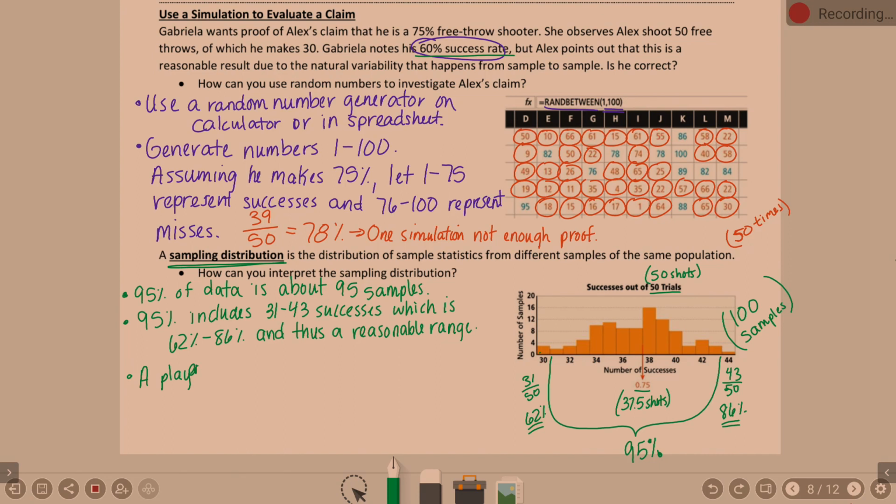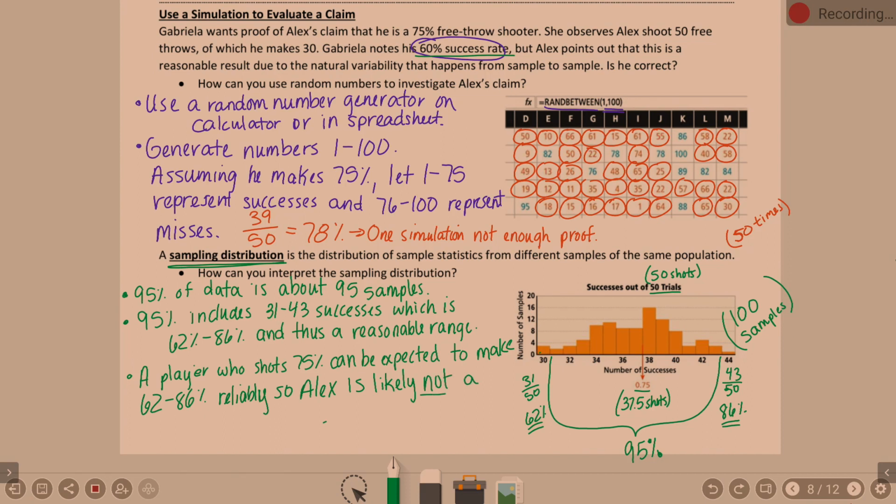Gosh, let's try and write this so it's readable. Okay, a player who shoots 75% can be expected to make 62 to 86% reliably. So Alex is likely not a 75% shooter.